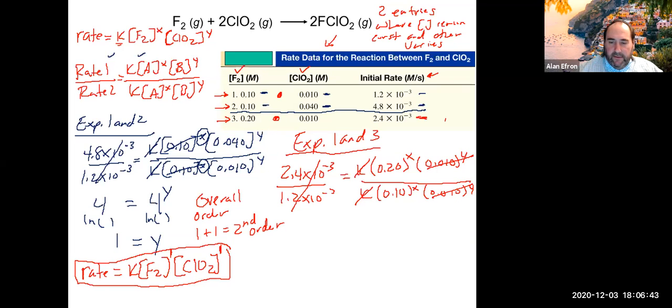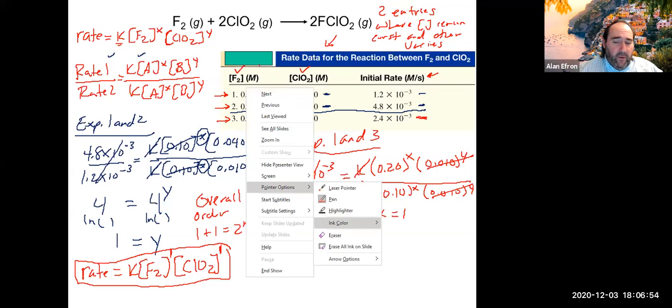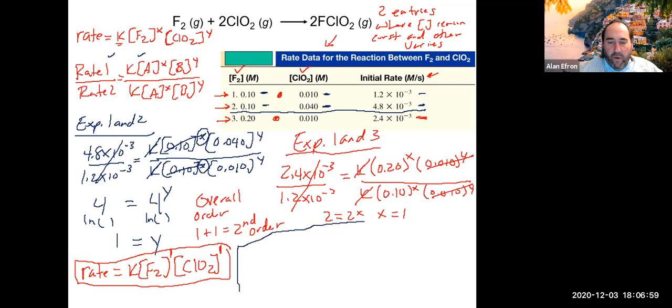Okay, so just clear up some room here. X is equal to 1. Once we now have the actual completed rate law with the orders, we can then go back and solve for what the value of K actually is. If we take that rate law and rearrange it, K would equal the rate divided by F2 divided by ClO2. So you may ask, where do I get those numbers from?